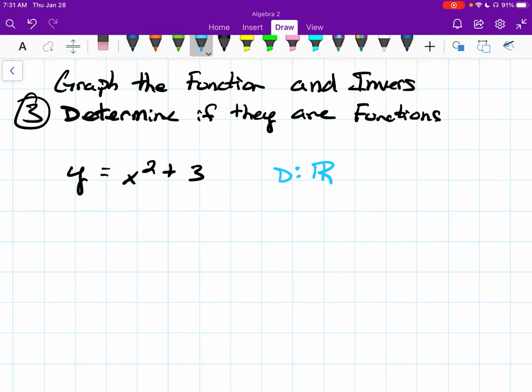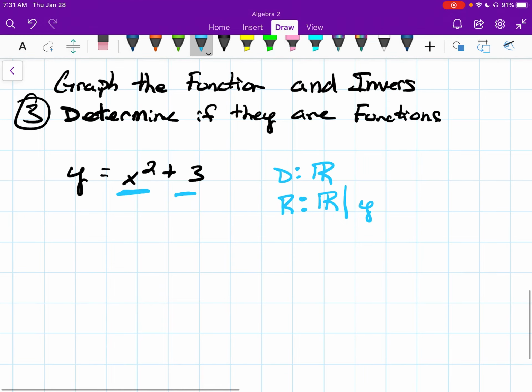Now, let's think about the range. The range is actually kind of special, though. What is the smallest y value that we could get? Well, the smallest would be if this was 0. That can never be negative, right? The x squared can never be negative. So the smallest one is going to be 3. So we're going to say this is all reals given, that's that line, that y is greater than or equal to 3, right? So y has to be bigger than 3. That's the fancy way of saying that.